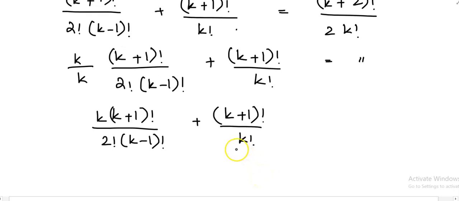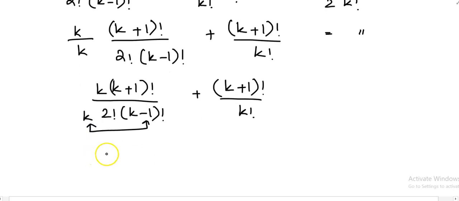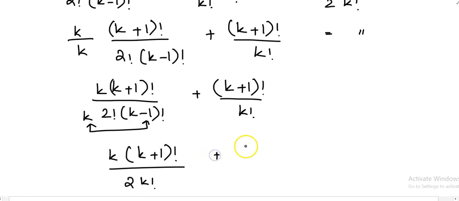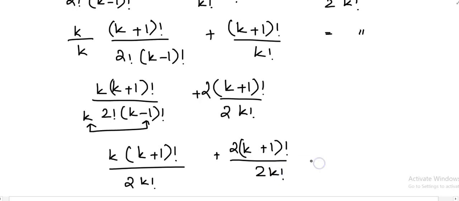Sorry, we didn't write the k with this as well. Now if I look into this thing, this will become k factorial, right? So I ended up getting this as k times k plus 1 factorial divided by 2 times k factorial, and on this side, what I can do is multiply by 2 so that the denominators can be the same. So I end up getting 2 times k plus 1 factorial divided by 2k factorial, right?